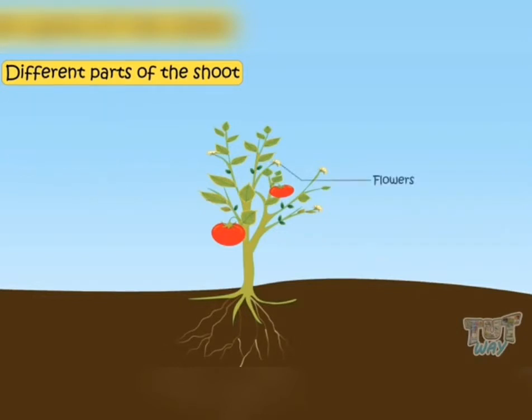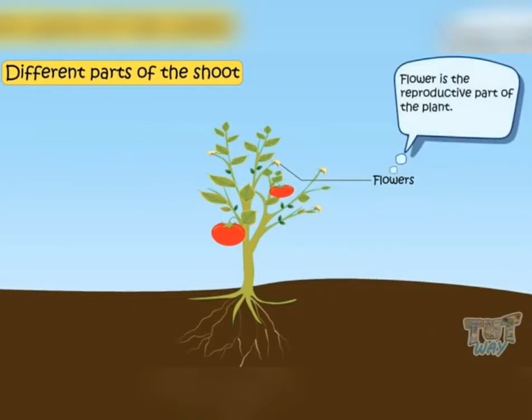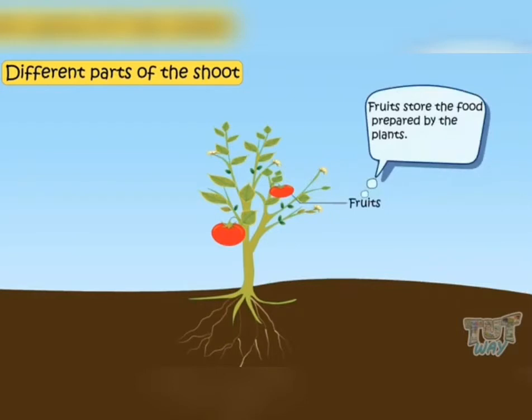Flowers. They are the most beautiful part of the whole plant and are the reproductive part of the plant too. And we will learn more about flowers, their structure, and different parts in our next assignment. Fruits. Fruits store the food prepared by the plants and also enclose seeds within them.